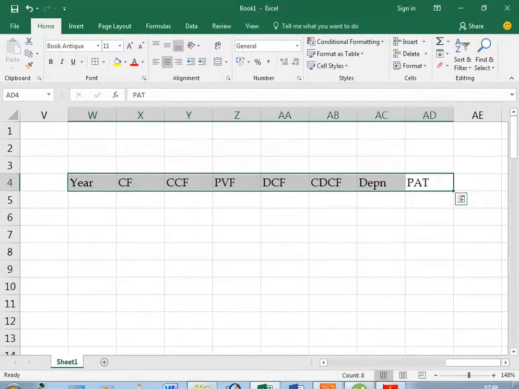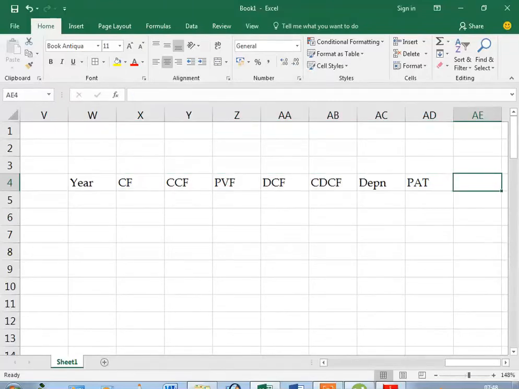PVF, DCF, CDCF, discounted payback, NPV and profitability index. Depreciation and PAT is for ARR. Even depreciation and PAT is not required; even if you remove it, it's fine. ARR is anyway easier to do. Clear? Any doubts on this?